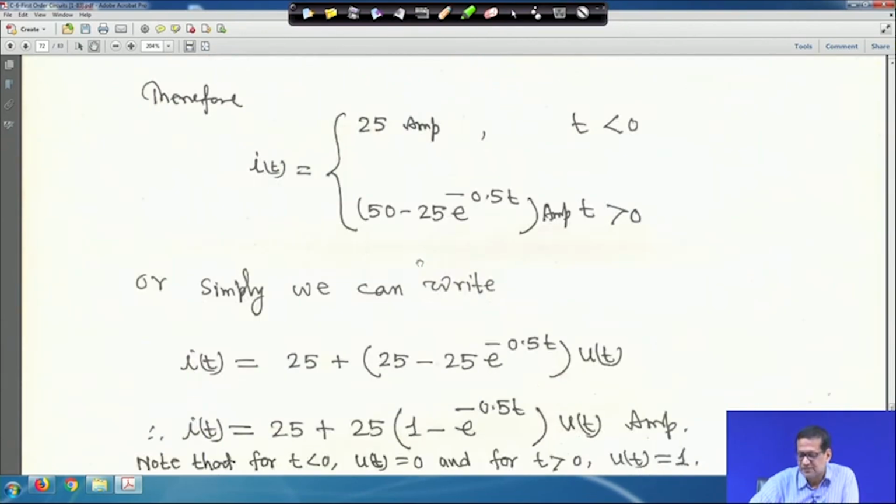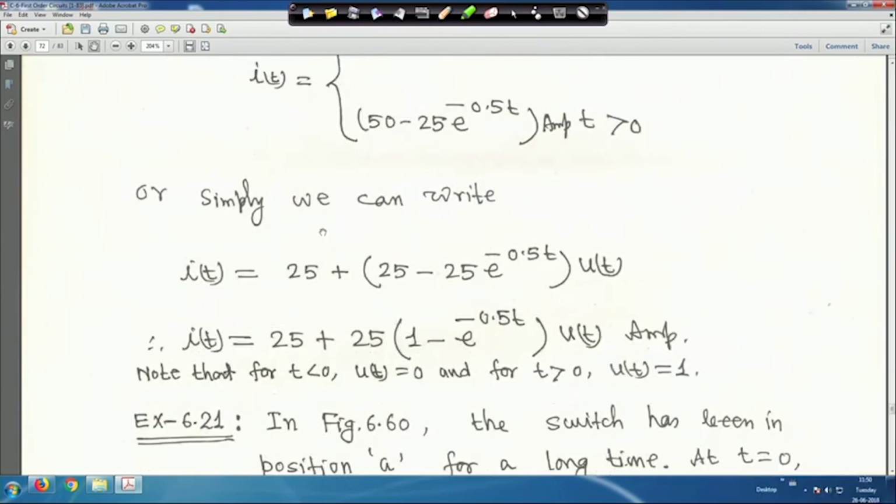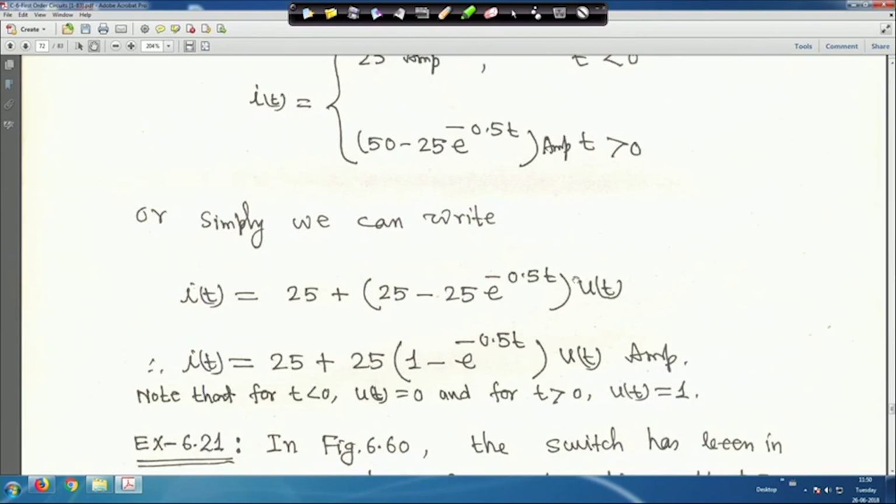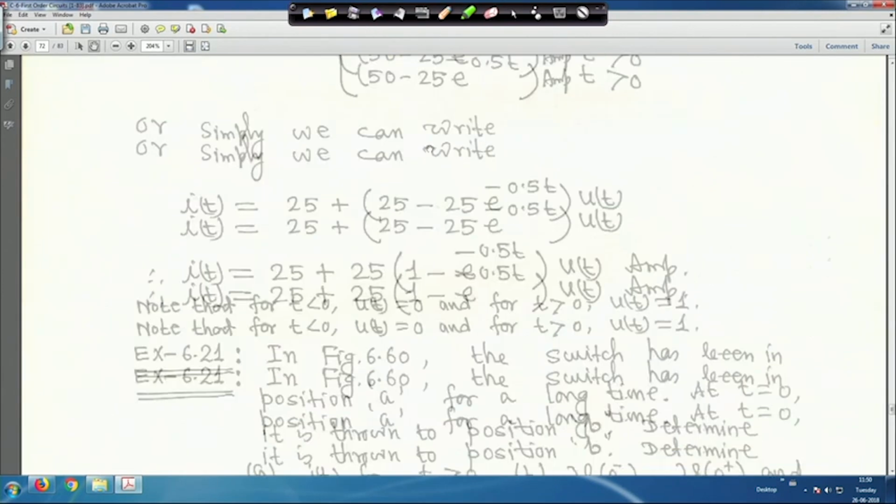Or simply you can put it like this: i(t) is equal to 25 plus 25 [1 minus e to the power minus 0.5t] u(t). Actually, these two have been combined together, so that is why u(t) is used. Therefore, once again I am writing, note that for t less than 0, u(t) is equal to 0, and for t greater than 0, u(t) is equal to 1. I hope you have understood this.